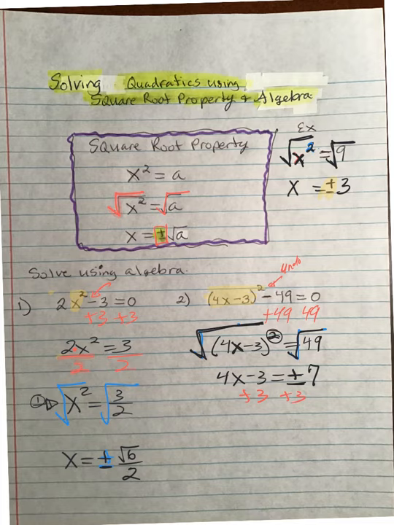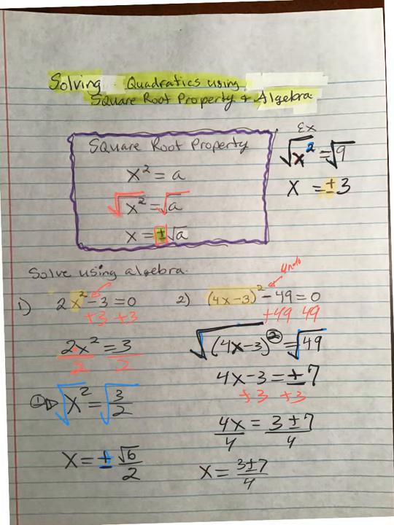And that's going to give me 4x equals, we're going to write 3 plus and minus 7. So we're just going to leave it like that for now. We're going to put the 3 in front and the plus and minus 7 in the back, and then we're going to divide everything by 4. And that's going to give us x equals 3 plus or minus 7 divided by 4.